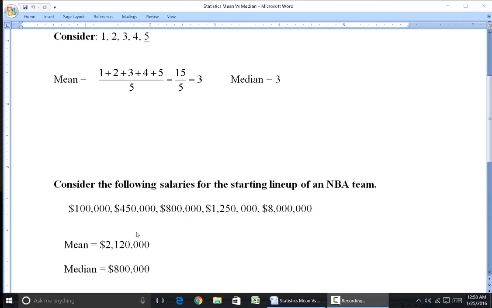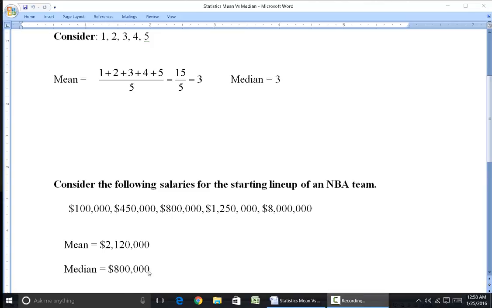Now, I do have these in ascending order, so you want them in order of size, either from smallest to largest or largest to smallest. And then if you do have an odd number of values, there will be a middle value. In this case, you can see that 800,000 is the middle value. So that's what we call the median. So in this case, the mean is 2,120,000 and the median is 800,000.